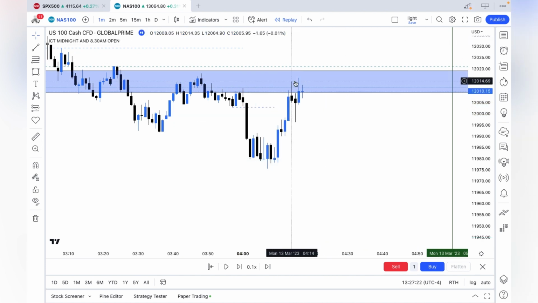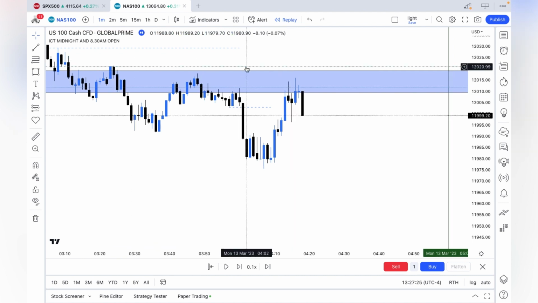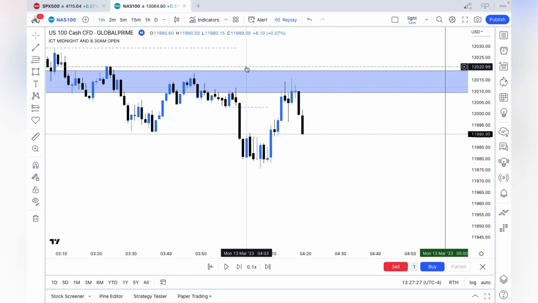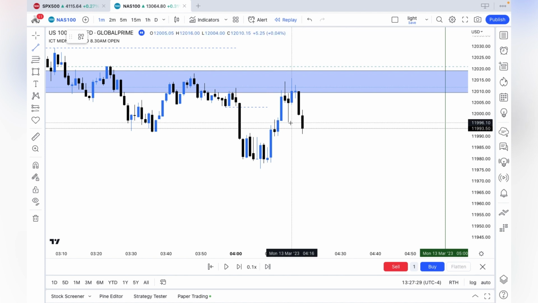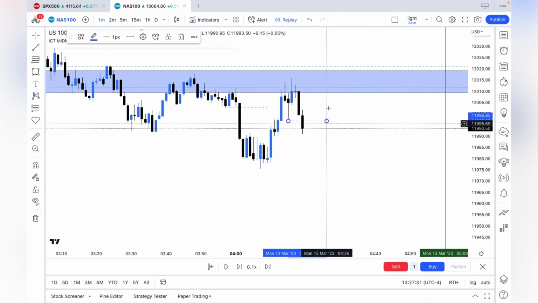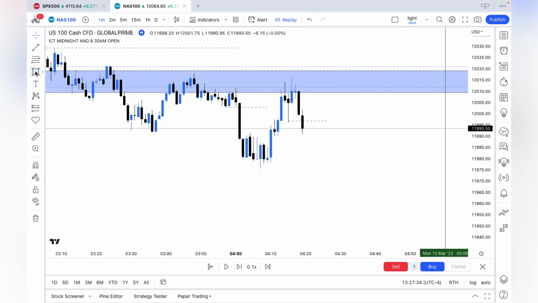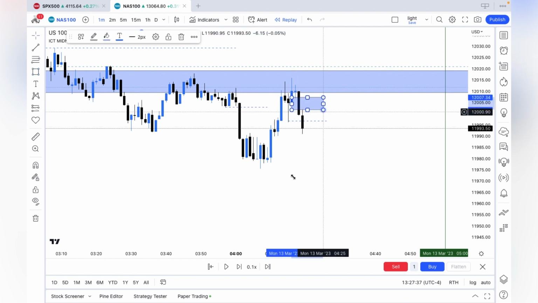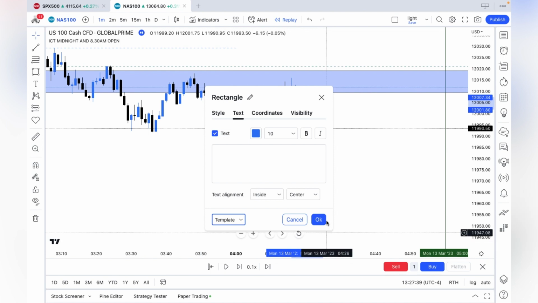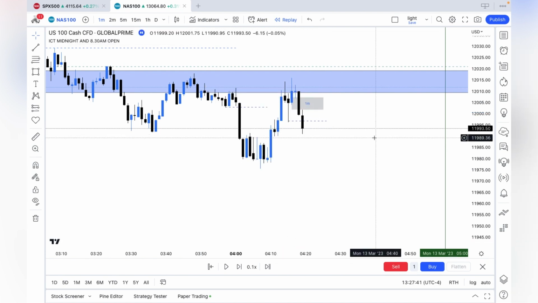Price comes back into the point of interest. Can you see that? Breaks below this low, market structure shift, nice displacement, leaves a fair value gap here, like so. Change this. Leaves that fair value gap there.